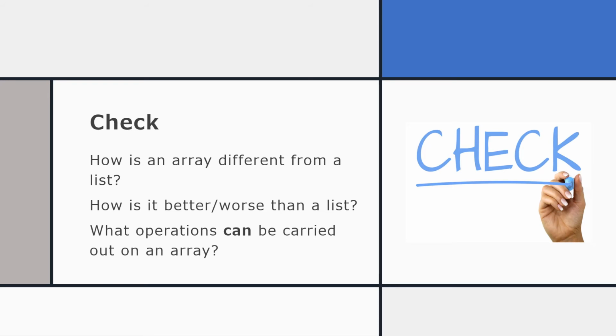So let's think back to what we've already learned about an array. An array represents the basic underlying structure of computer memory. It's different from a Python list. So reflect, how is an array different from a Python list? Are there any ways that it's better or worse? And of those operations that we've just looked at, can they all be carried out on an array? So have a think about that.